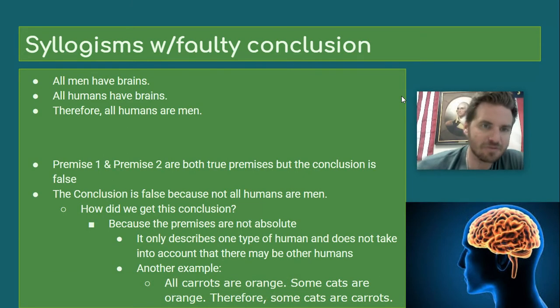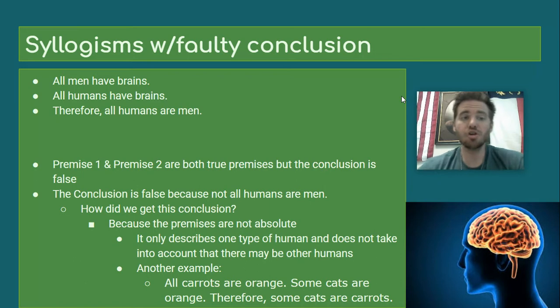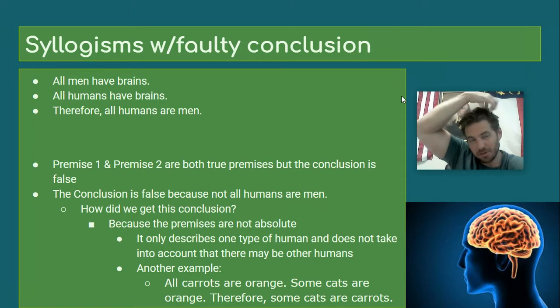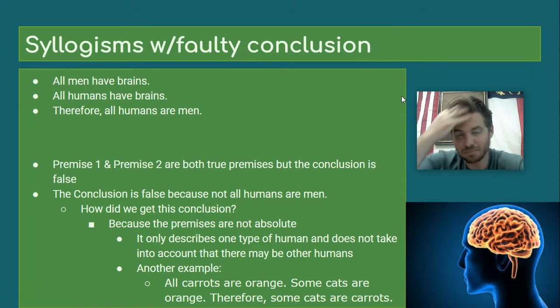All right, so let's look at this one. All men have brains. All humans have brains. Therefore, all humans are men. Now, why is there a problem with this argument? Well, because we know that all humans aren't men. It's pretty easy to figure that out. Just look around. But this is a logically valid argument. This is logically valid, but we see that there are obviously problems with it.